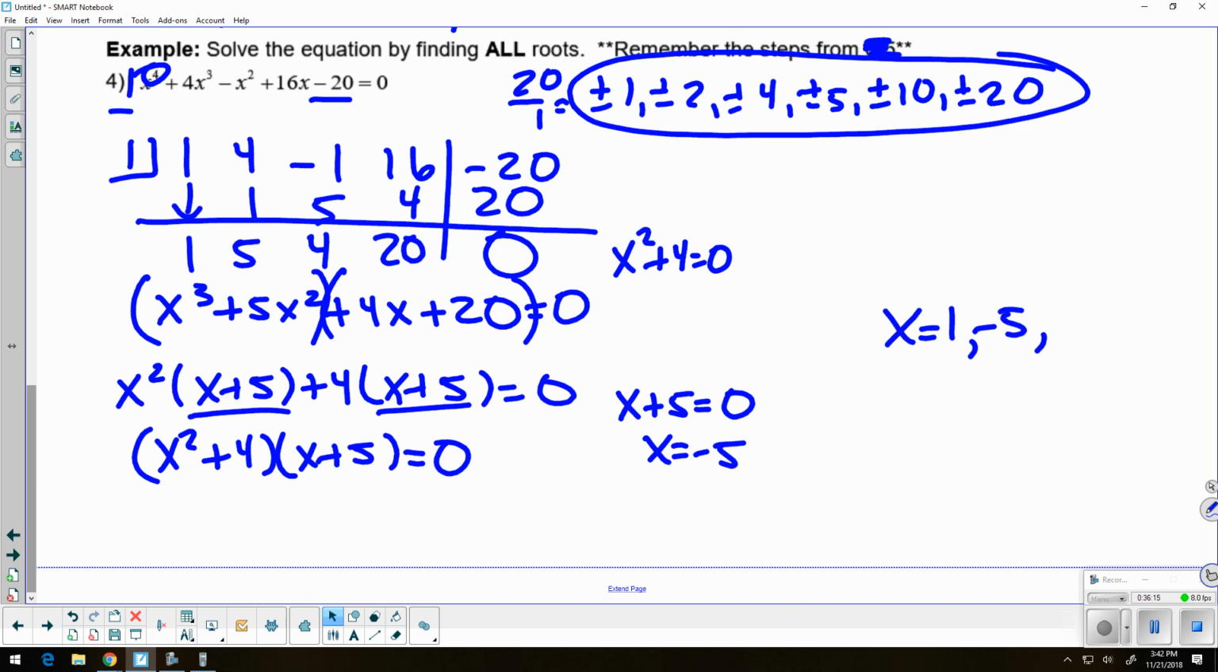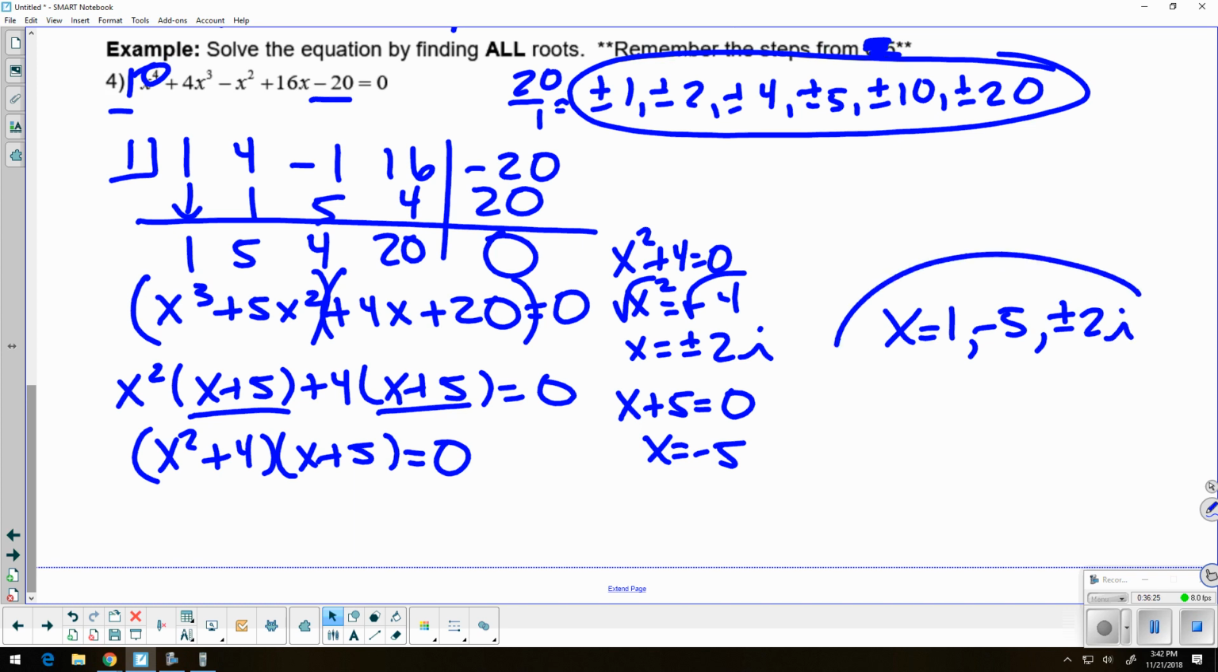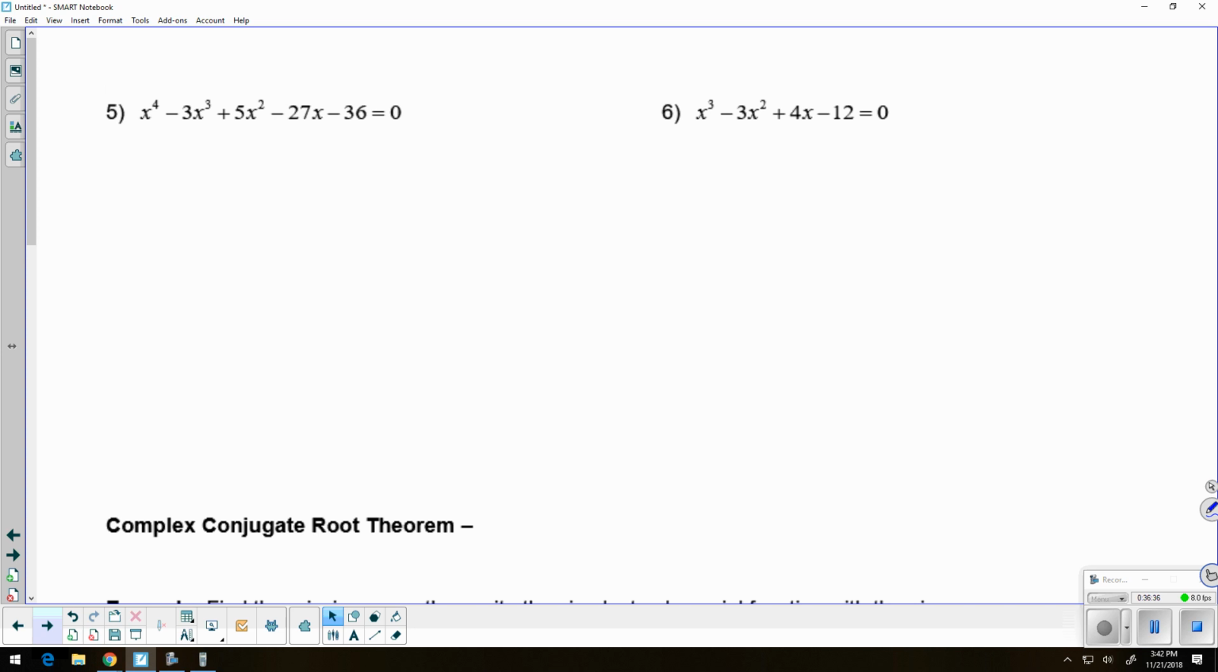So there's another solution. On top, just subtract the 4, and then square root it, where you get plus and minus 2i. So you get positive and negative 2i. There's all 4 solutions: positive 1, negative 5, positive 2i, negative 2i. There's everything. So moving on to the next page.